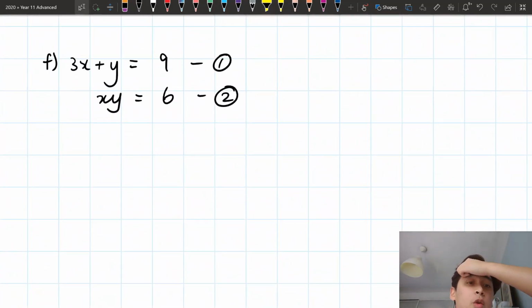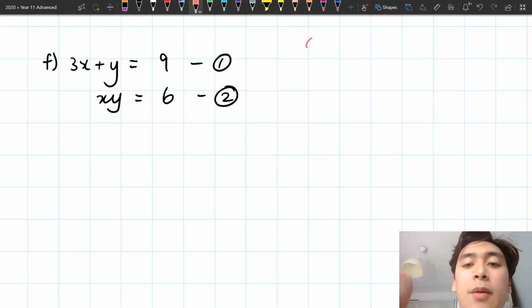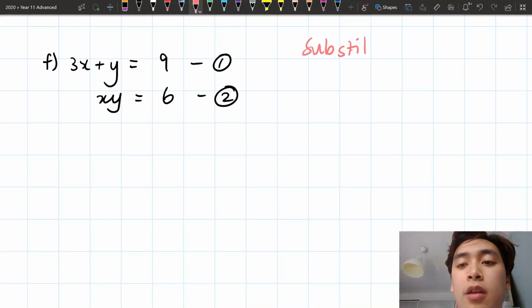5f gives me these sets of simultaneous equations. I've got 3x plus y is equal to 9, and x times y is equal to 6. Here, they're still telling us to use the substitution method, I believe.